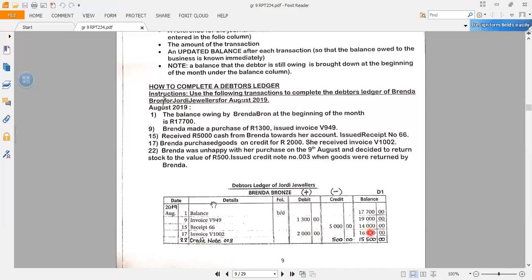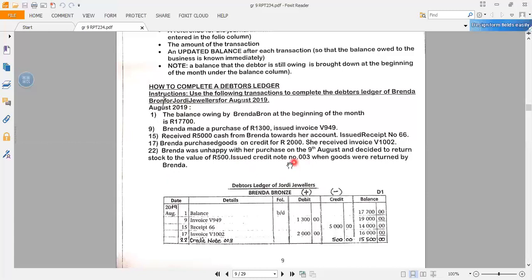Okay. So on the 22nd, Brenda was unhappy with a purchase on the 9th and decided to return stock to the value of 500 Rand. For that, we issued a credit note. Remember, when a debtor returns unsatisfied products or stock to the business, they do so with a debit note, and the creditor will issue a credit note to the debtor.